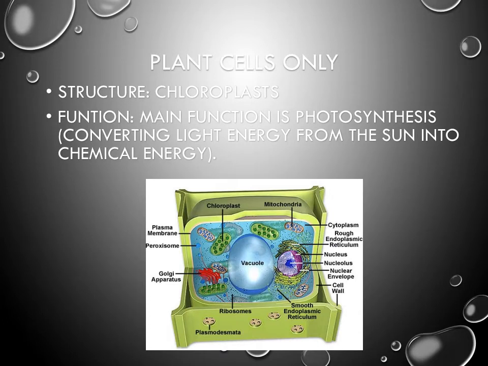Okay, in plant cells only, the structure is the chloroplasts. Chloroplasts' main function is photosynthesis, converting light energy from the sun into chemical energy to give that cell the energy it needs to survive. So plants undergo photosynthesis, animals do not. So it would make sense that animals don't have chloroplasts.